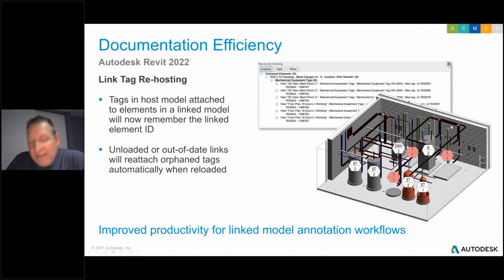Link tag rehosting. This is for linked models. So all of you guys know that if you've got some particular model, you've tagged an element through a linked model, and then that thing changes to some degree and you reload, then you get orphaned tags. What's going to happen now is that they will try to rehost themselves. They're going to remember that element object ID, and when you unload and then reload links, they're going to try to reattach those orphan tags for you automatically. So that hopefully should save some time for you. I know nobody likes going through the drawing sets and trying to locate any orphan tags and fixing those things.